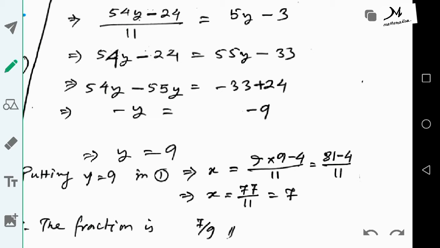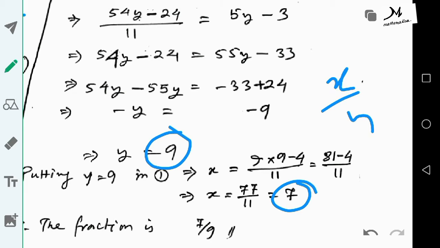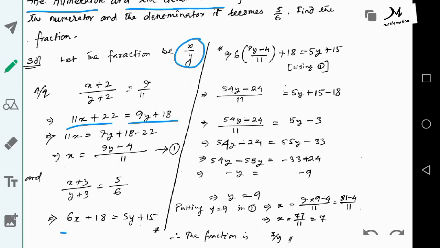So x is equal to 7 we have got, and y is equal to 9, and the fraction we considered was x by y. So the required fraction is 7 by 9, as the value of x we have got is 7 and y is equal to 9. So that's how we can solve this question. Now let me clean this first, then you can note it.